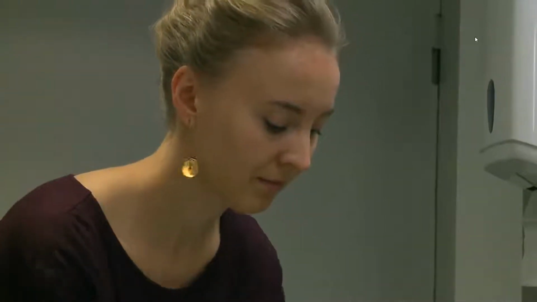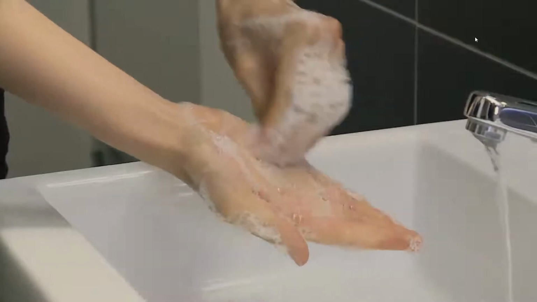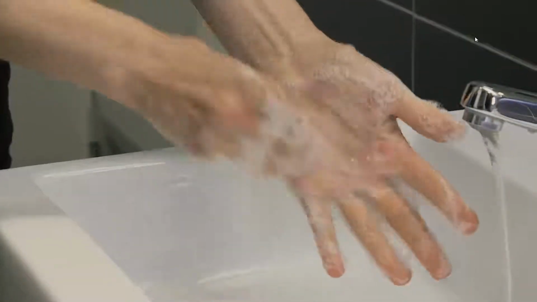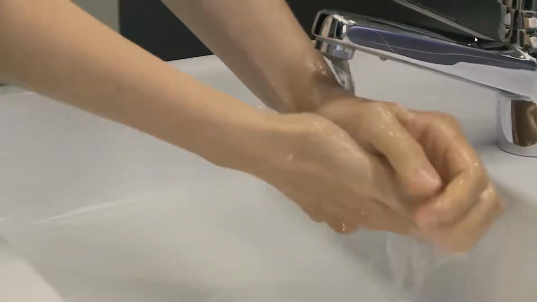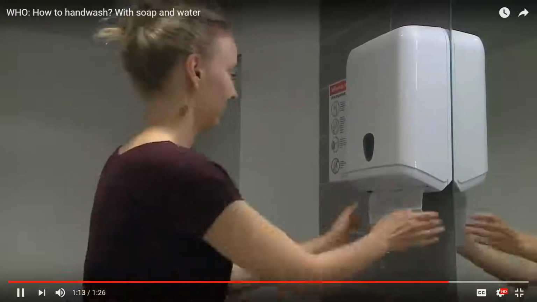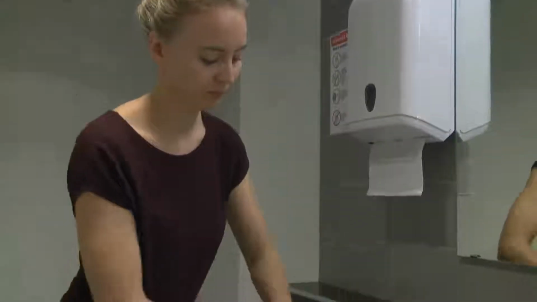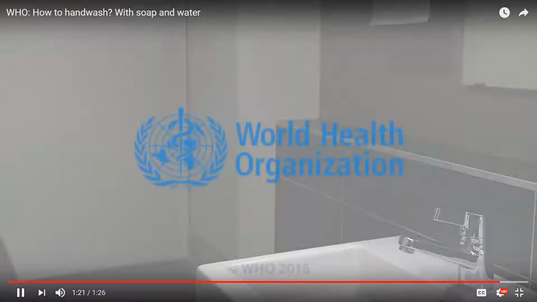Rub the back of your fingers to opposing palms with fingers interlocked, repeating this action for each hand. Rub rotationally left thumb clasped in right palm, and vice versa. To clean the tips of the fingers, rub rotationally backwards and forwards with clasped fingers of right hand in left palm, and vice versa. Rinse hands thoroughly with running water. Dry hands thoroughly with a single-use towel. If the tap is not elbow-operated, use this towel to turn off the tap without touching it directly. Your hands are now clean and safe.